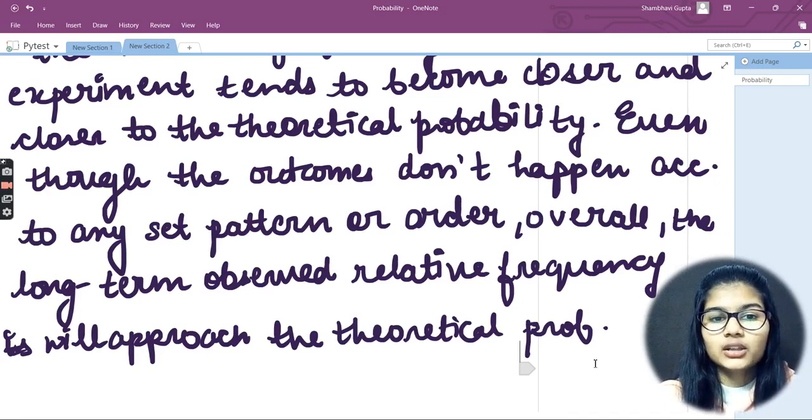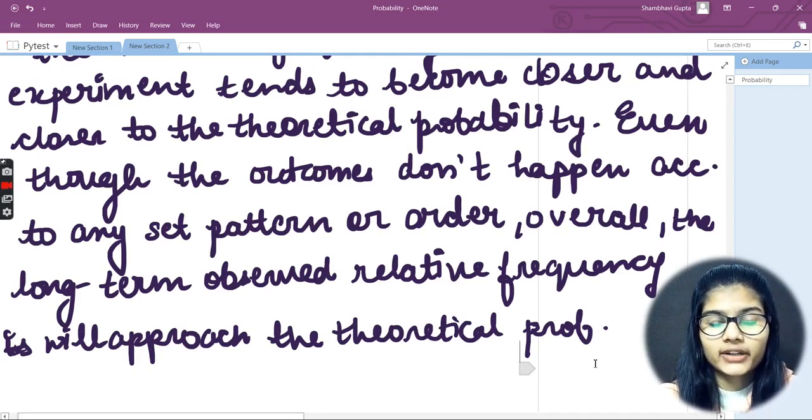This is what the law of large numbers actually says, and that's one of the very important characteristics of a probability experiment that is to be known, and not only known but also to be kept in mind.